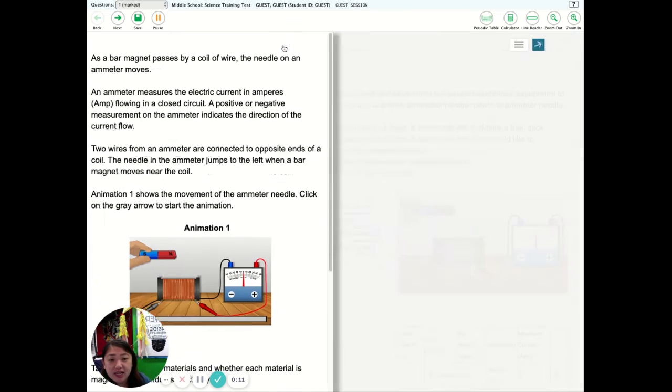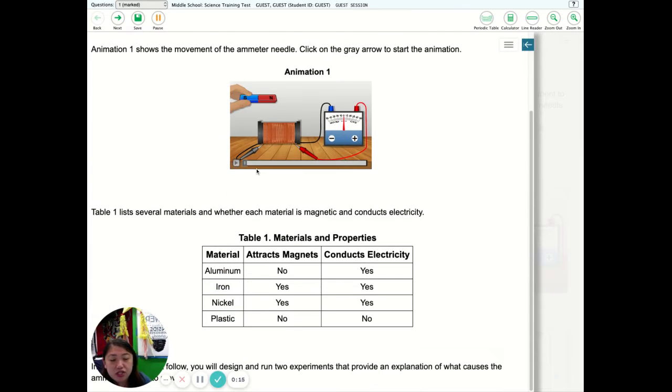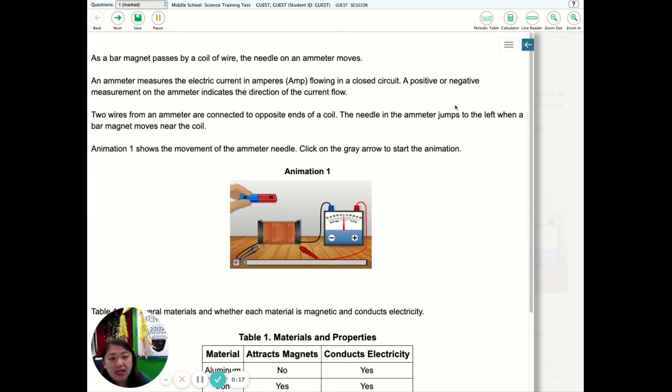So you'll notice again that it has a bunch of background information on the left-hand side. I would encourage you to read that information. It can help you out. So I'm going to use a line reader just to help me keep track of what line I'm at. So I don't know anything about electromagnetism. However, it does give me some information to help me understand what's going on.